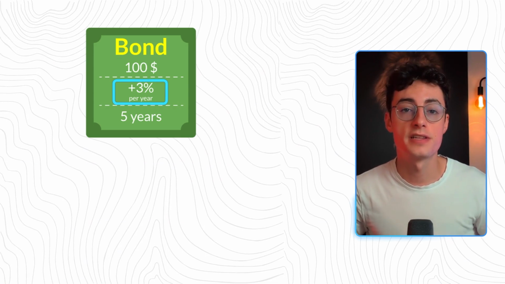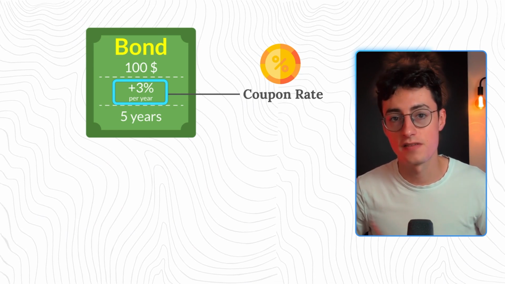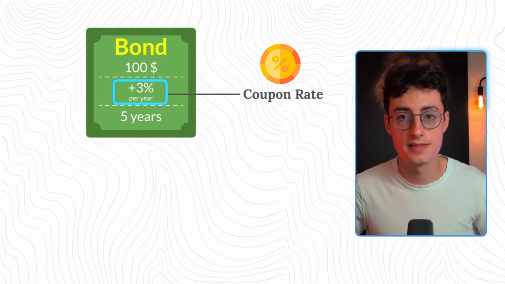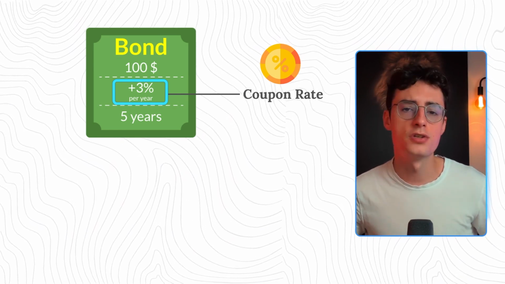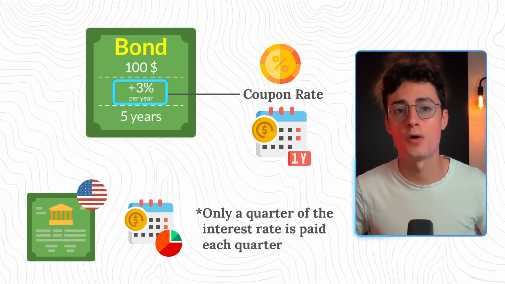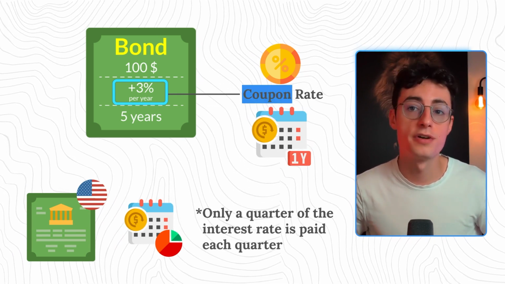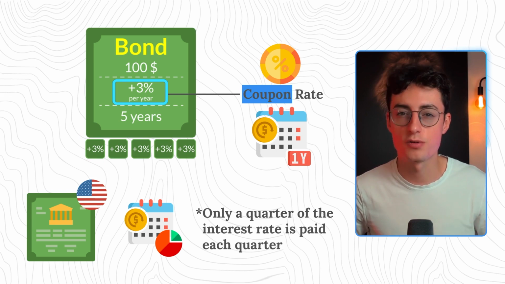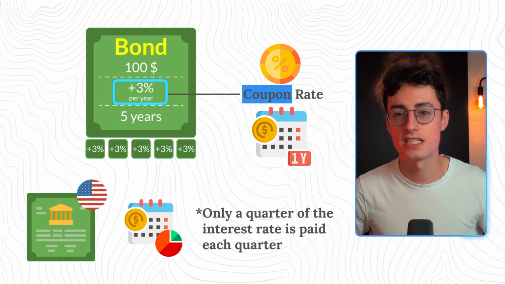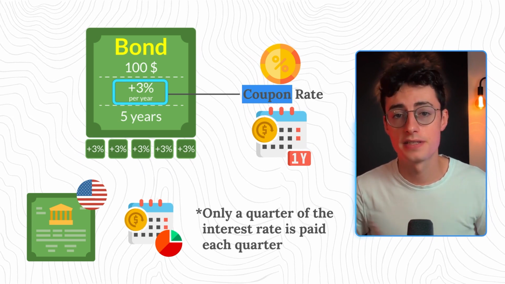Now let's move on to the second element, the coupon rate. The coupon rate is the interest at which the government or company borrows money and is then paid annually to the investor. Usually this is paid annually, but for US bonds, for example, it's paid quarterly, though only a quarter of the interest rate is paid each quarter. The term coupon originates from the time when small coupons were printed on the bond certificate, which had to be cut off annually to redeem the interest at the bank. Nowadays, everything is done automatically.